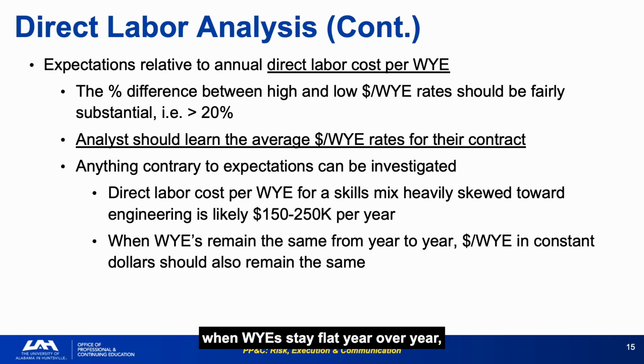When WYs stay flat year over year, but $/WY changes in constant dollars, the workforce composition is shifting, and that shift needs to be understood before it shows up as a variance in the total cost number. Know your contract's average $/WY. Make it a number you can quote from memory. Deviations from that number are your first signal that something in the workforce structure has changed.